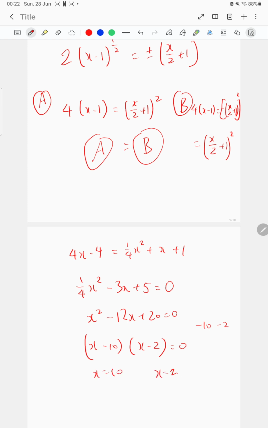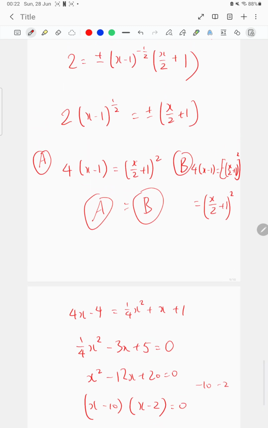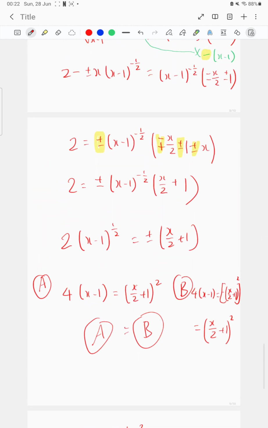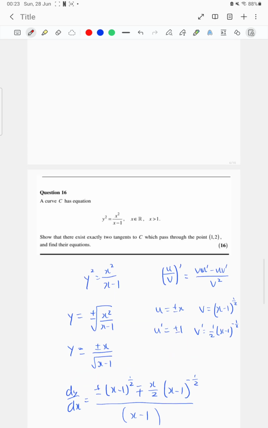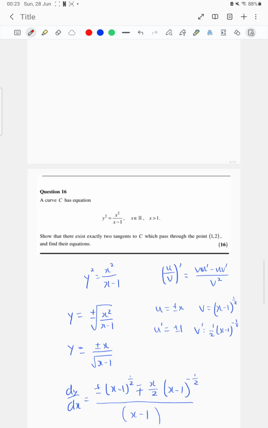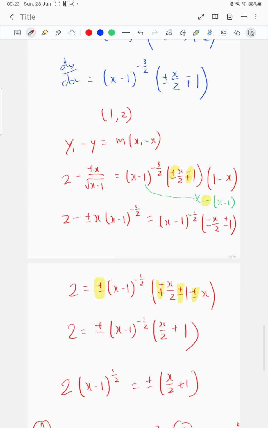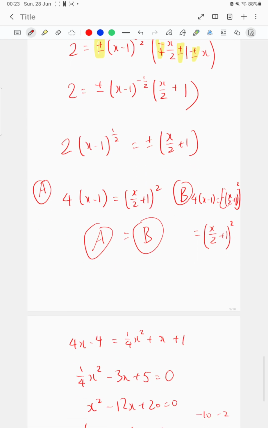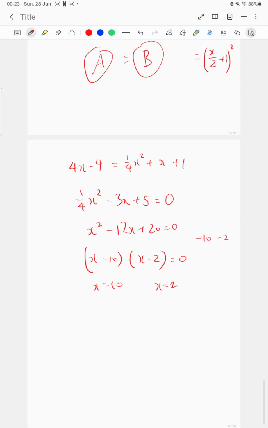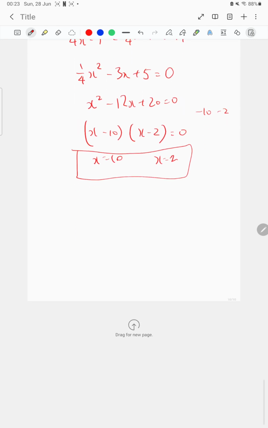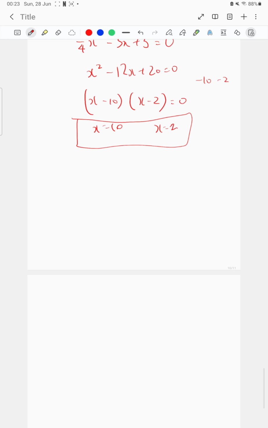Okay, so we finally get two answers for x. So let's look back at the question. It says x is greater than 1, and x is a real number. Okay, so does it make sense? Our answer does fit the question, because they're both greater than 1 and they're both real. Okay, so let's continue solving it because it's asking about the equation of the tangent.